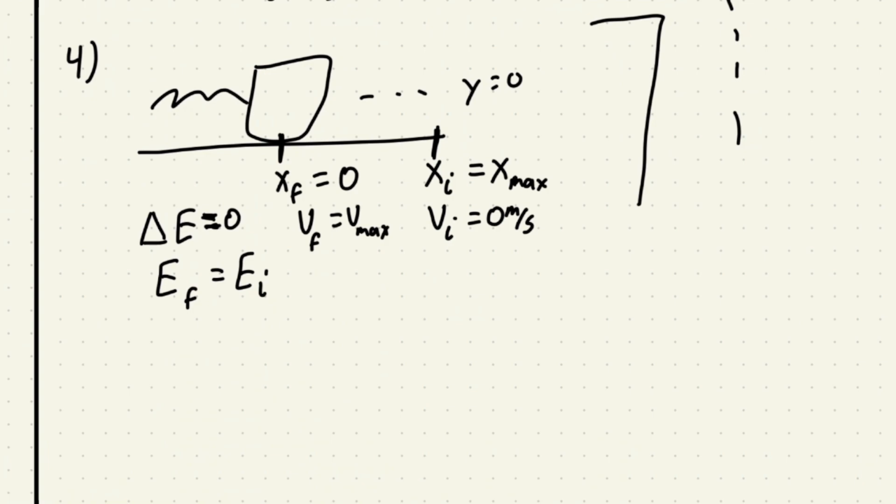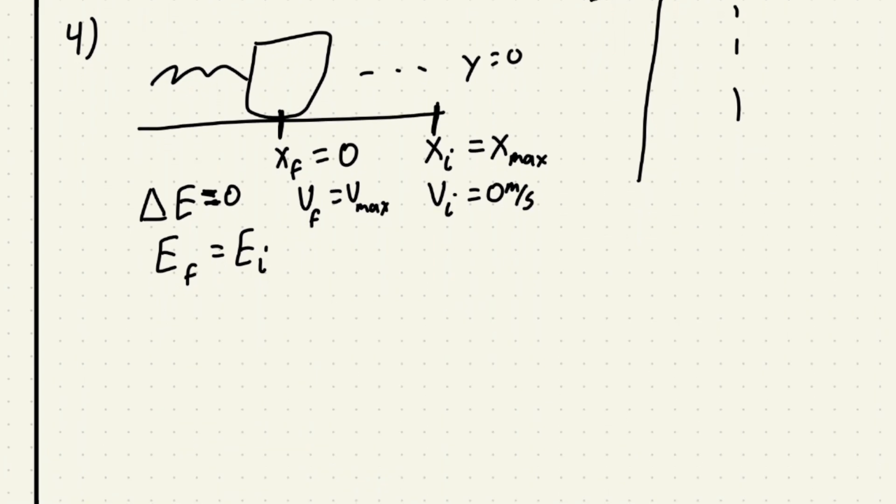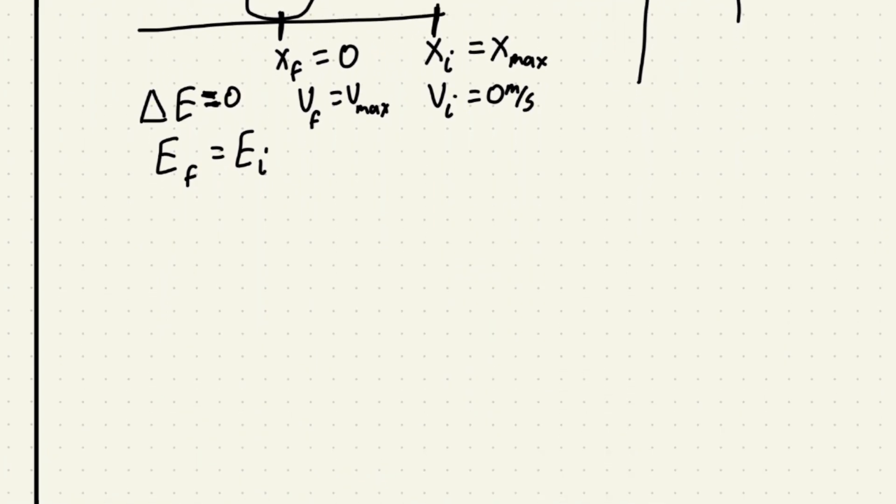We can maybe solve for a constant or a stretch distance or a maximum velocity, something like that. And then we could plug it into another position on this motion. And I will give you an example of that. Okay, so the big takeaway from this part, though, is E final is equal to E initial.